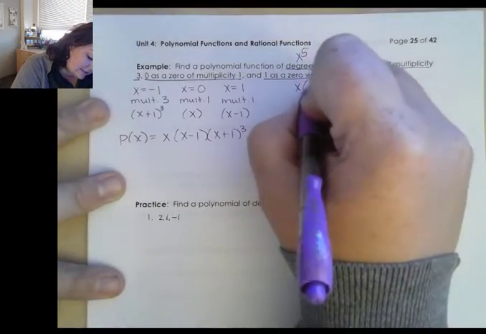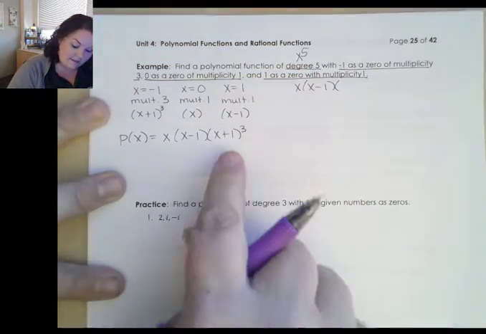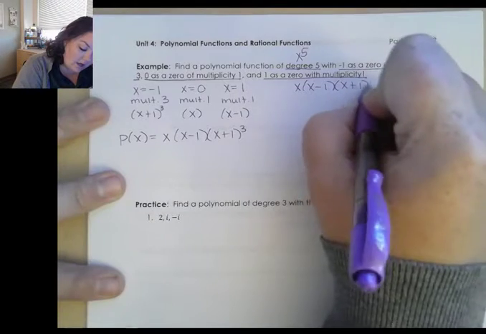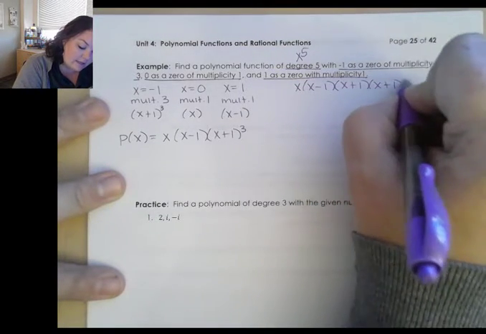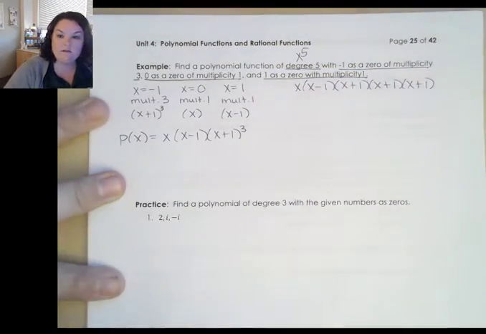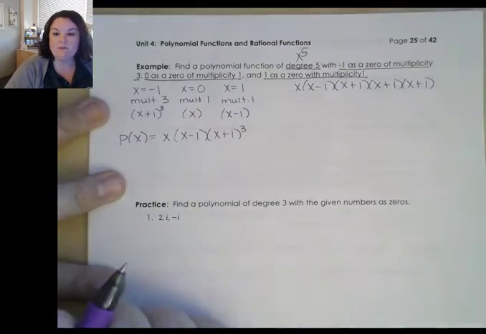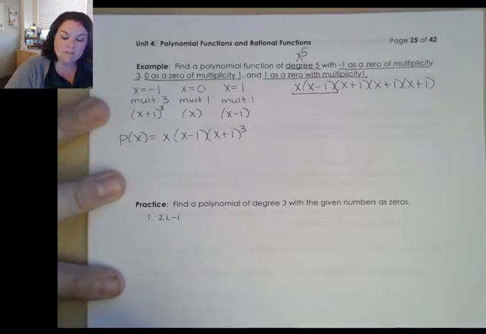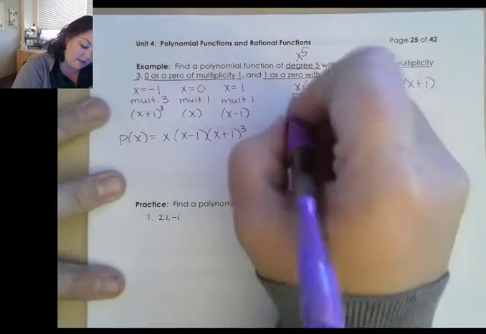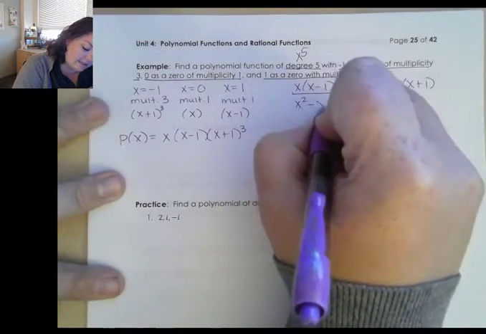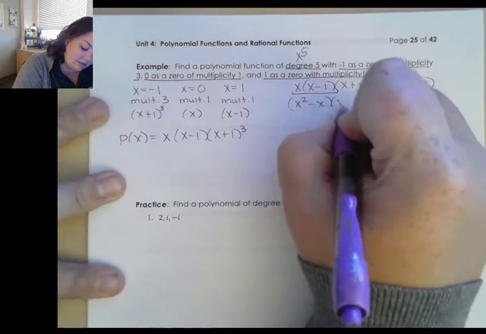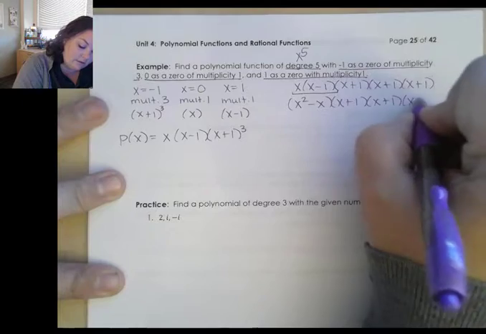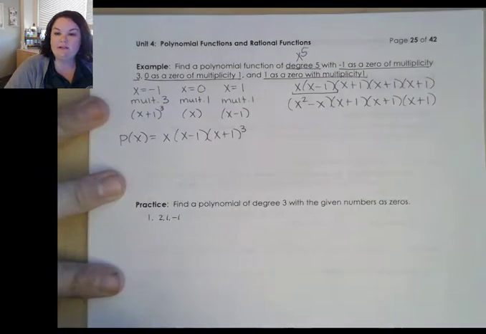So I have x times x minus 1, and then x plus 1 cubed means I have 3 copies of that quantity, right? So this is what I need to multiply out. I'm going to start with just the first two. So when I distribute my x in here, I'm going to get x squared minus x. And then I'm going to go ahead and write on the other three factors I still have out here.